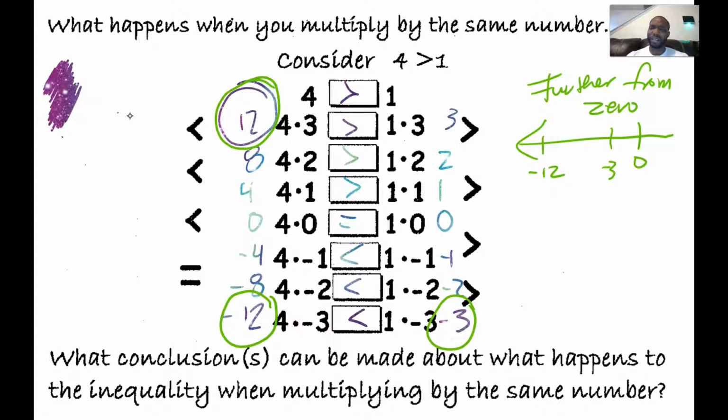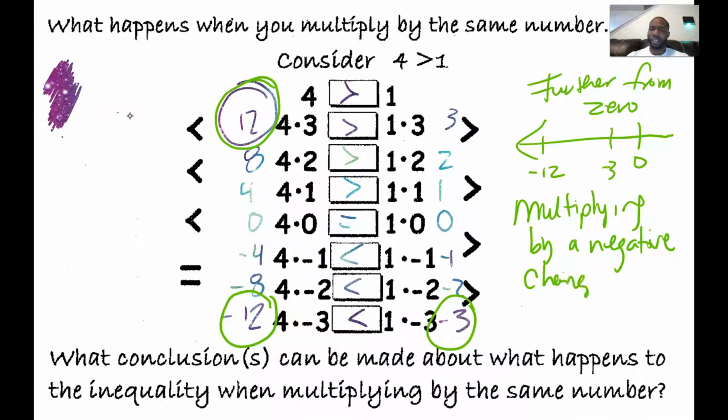Come on here, sir. So multiplying, this is what we're going to write down. Multiplying by a negative changes the location of the number on the number line. I'd rather you write down number line, the whole word.